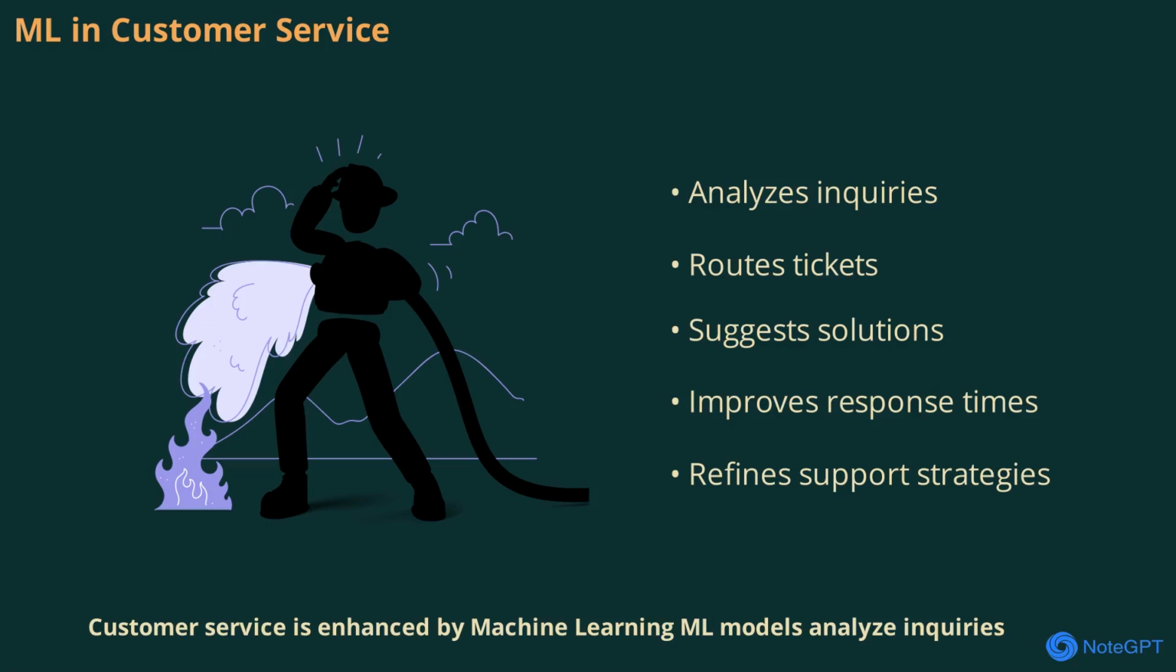Customer service is enhanced by machine learning. ML models analyze inquiries, route tickets, and suggest solutions. By learning from past interactions, these systems improve response times and customer satisfaction. The interpretability of ML models allows managers to understand service trends and refine support strategies.